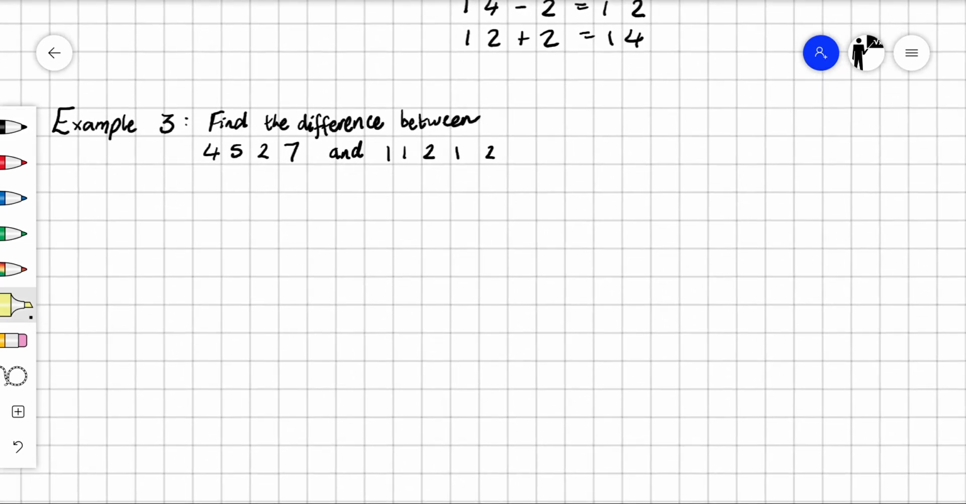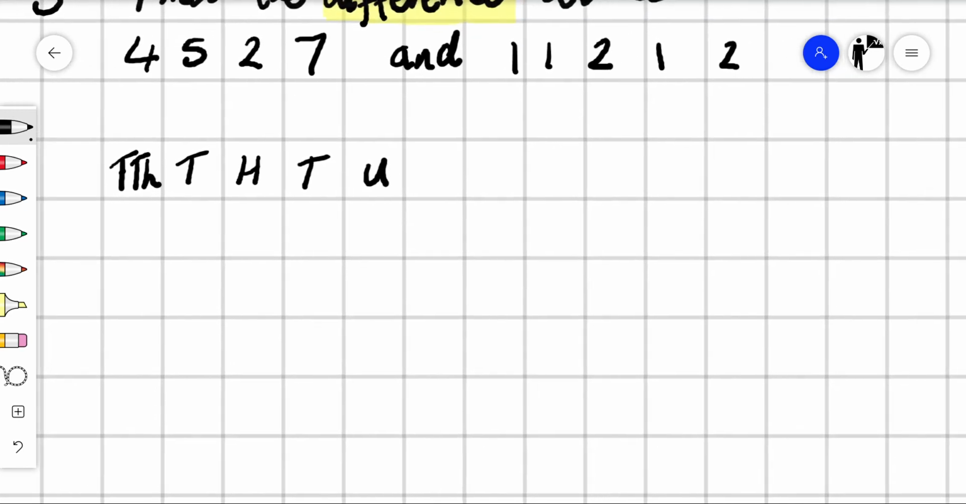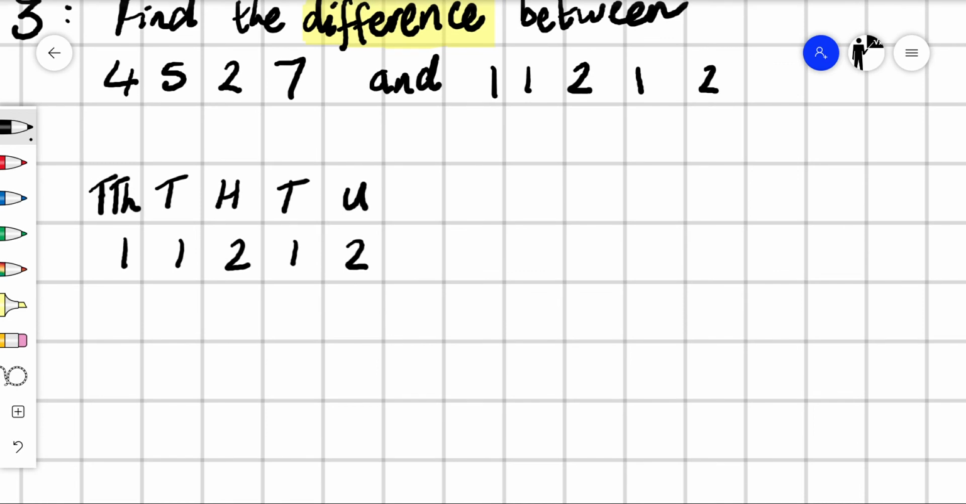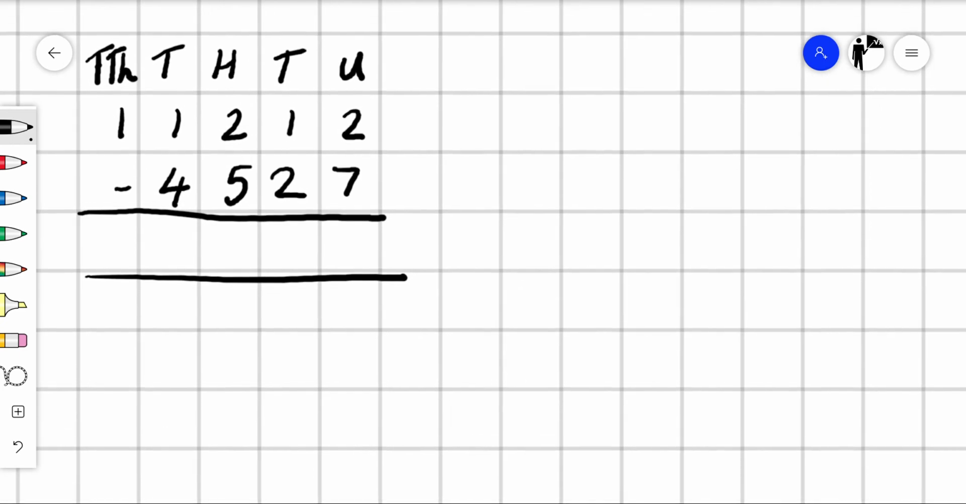Okay, here's this word difference. Find the difference between 4,527 and 11,212. Difference means we want to subtract to find out how far apart those numbers are. Look at our place value: we've got our 10,000s column, our thousands, hundreds, tens and units. So that's 11,212. When we subtract, we always put the larger number on the top with the column method. It doesn't matter with addition, but it always matters with subtraction. And then we've got 4,527.